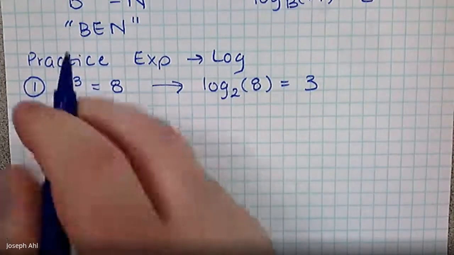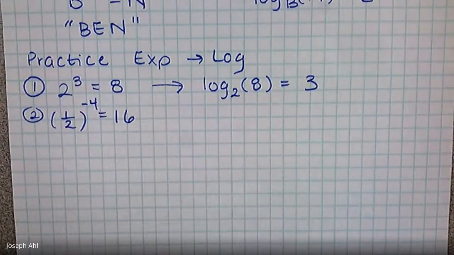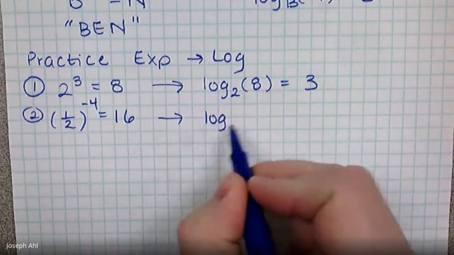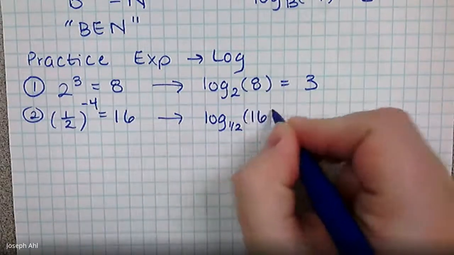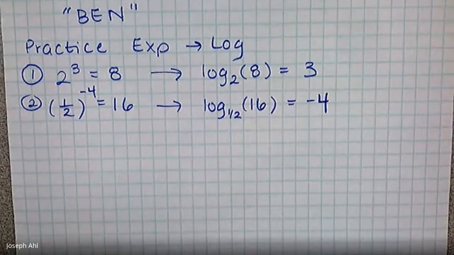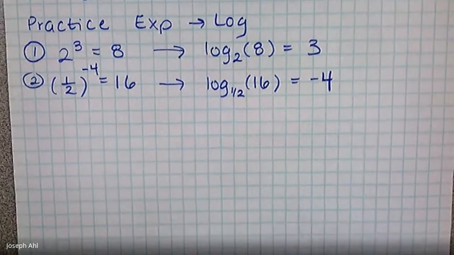If you have 1/2 to the negative fourth power, that would equal 16. So if I were to write this in log form, I would say it's log base 1/2 of the number 16, and that equals -4. So it's just getting some practice writing back and forth between these two forms. And some of your homework tonight will be practice just like this.